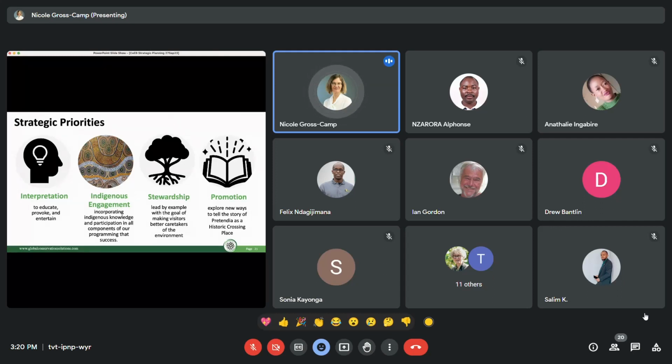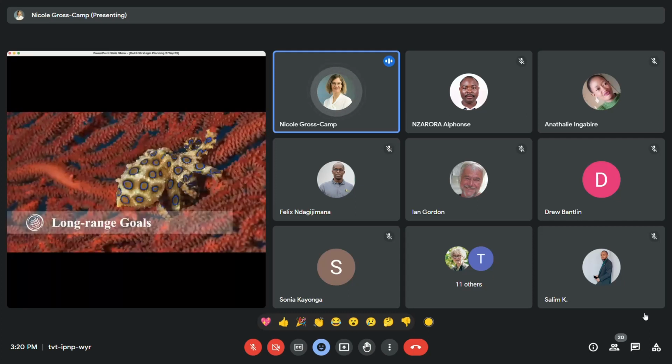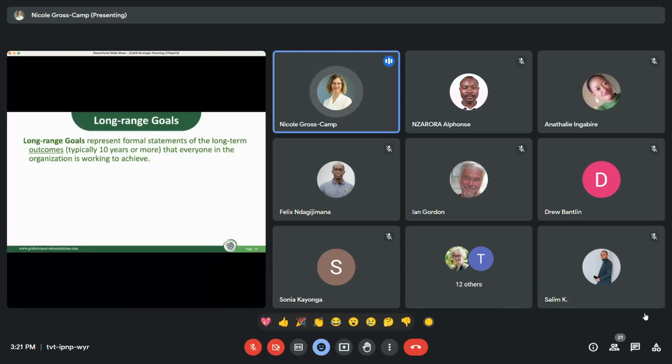Incorporating indigenous knowledge into this, and I suspect this is familiar. This is really where we're developing these goals, typically within a 10-year horizon. We're looking at, you know, what is it, where do we want our organization to be at that 10-year mark.